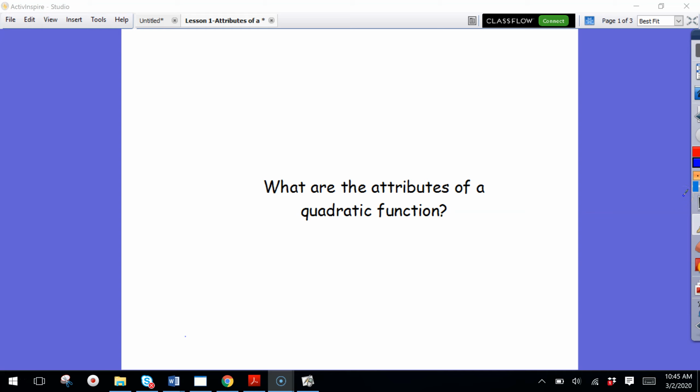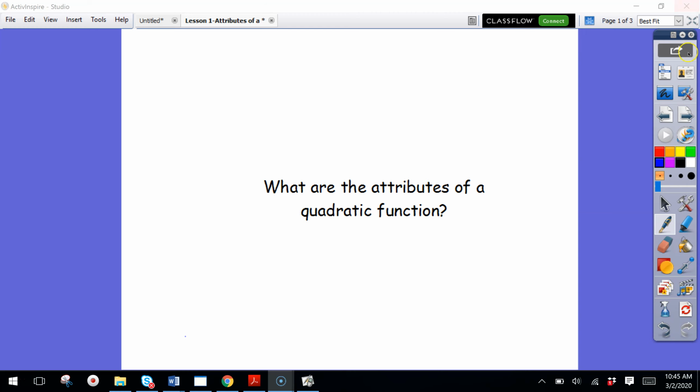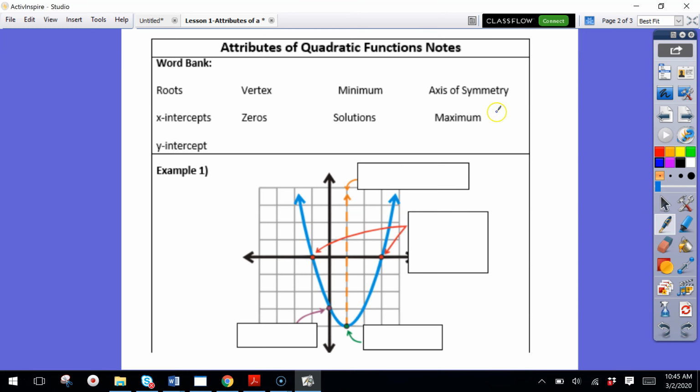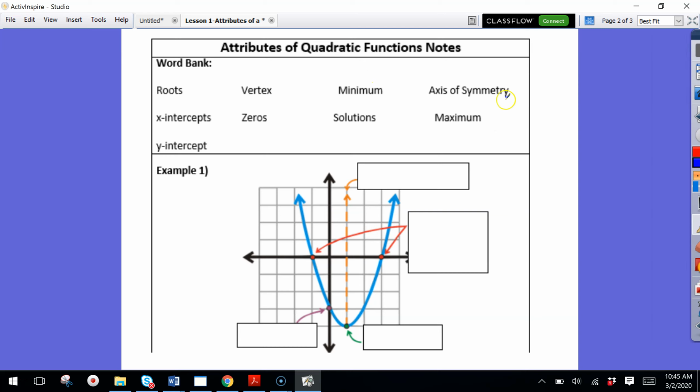So in this video, we're going to discuss how we figure out what the attributes of a quadratic function are based on the graph. In this word bank, we have a couple of the really important words that we're going to use to identify this quadratic function. In class, we learned that a quadratic function has a squared on it, and because of the squared, it's going to make this U shape. We call this U shape a parabola.